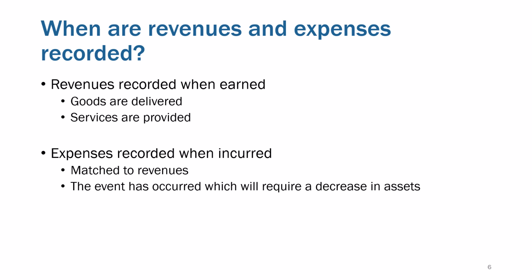And what I generally think of this is the event has occurred, which is going to require a decrease in assets. So someone performed services for us, an employee worked for us, we used up an asset, something of that nature.